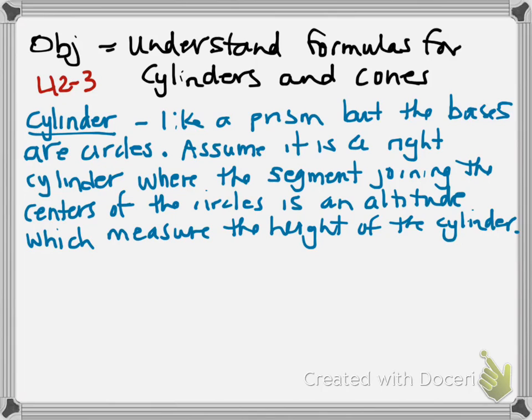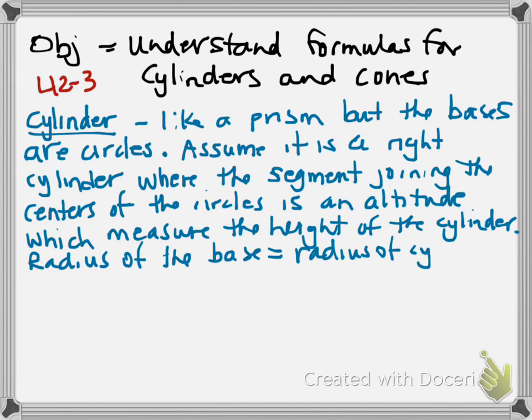And then the radius of the base, so the radius of the circle, is equal to the radius of the cylinder. So those two are interchangeable with each other. Okay, so I have two theorems, one on lateral area and one on volume.